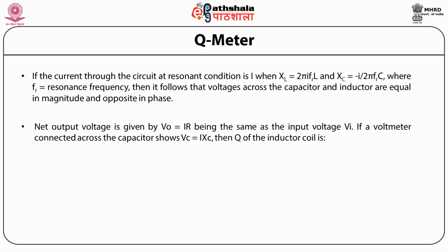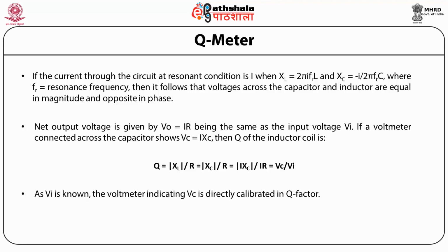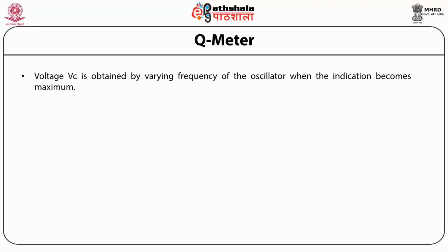If a voltmeter connected across the capacitor shows Vc is equal to I Xc, then Q of the inductor coil is Q is equal to mod of XL by R is equal to mod of Xc by R is equal to Vc by Vi. As Vi is known, the voltmeter indicating Vc is directly calibrated in Q factor. Voltage Vc is obtained by varying the frequency of the oscillator when the indication becomes maximum.